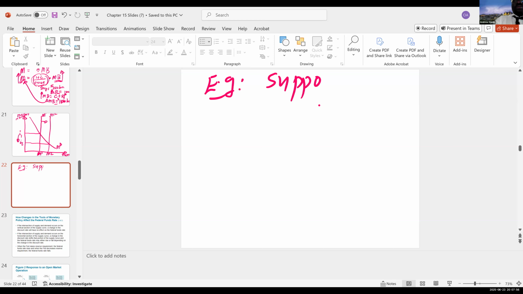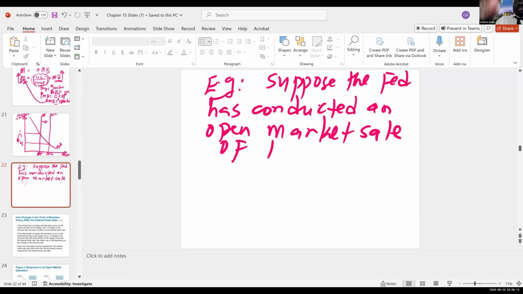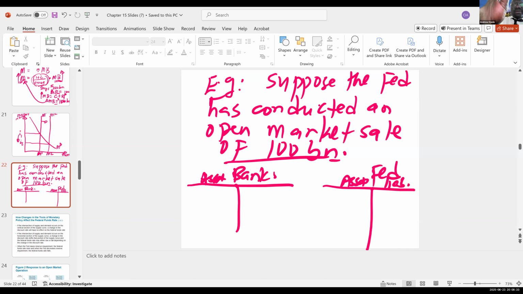Suppose the Fed had conducted an open market sale of $100 billion instead. So instead of buying, the Fed was actually selling. You already know this from chapter 14. You have the Fed here, and you can represent assets and liabilities on a T account, with assets on the left and liabilities on the right-hand side.